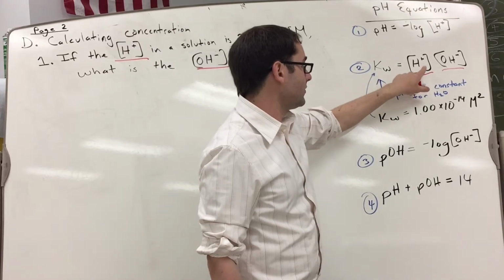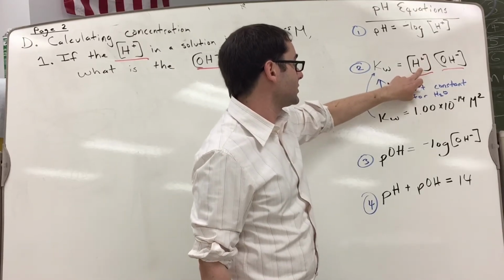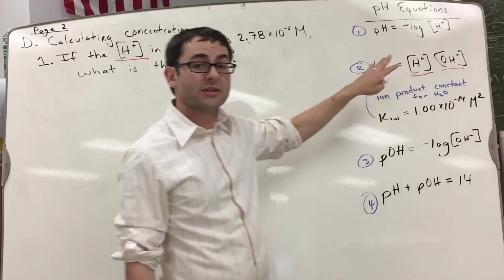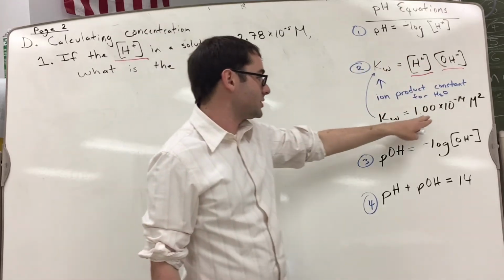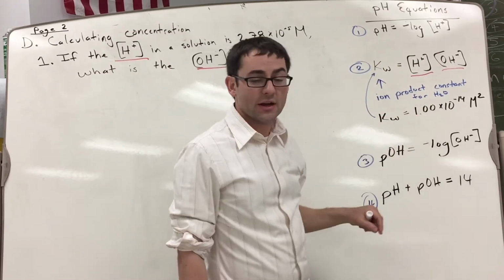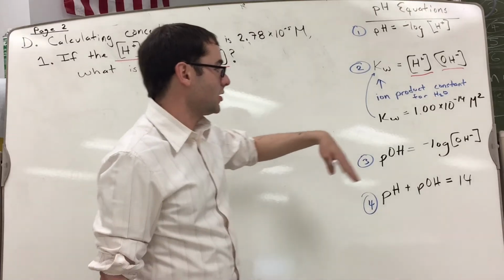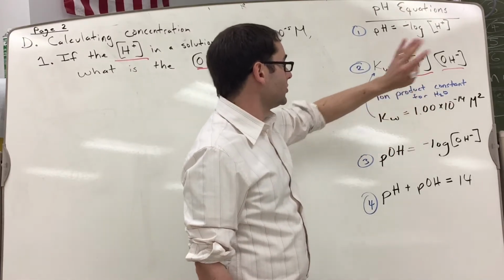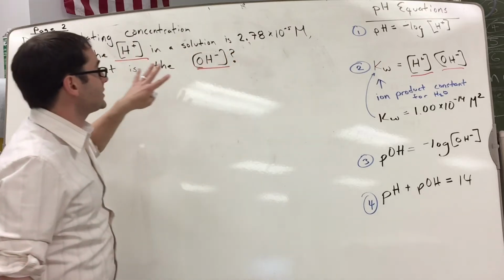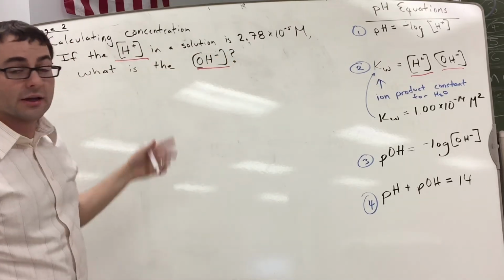And the cool thing is, whenever you have H plus times OH minus, you always get the same number. And that number happens to be 1.0 times 10 to the negative 14. And the units are molar squared. So using this information, we can just plug this number in and get an answer.